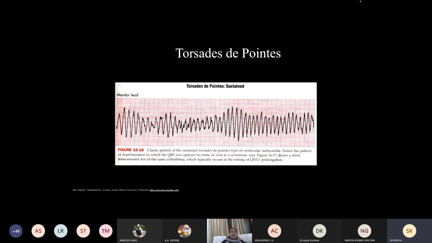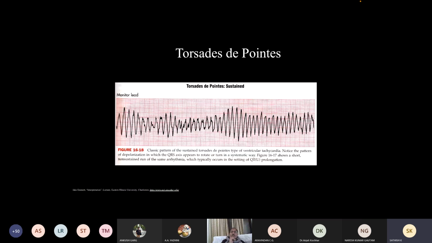This is basically the polymorphic VT. It can most commonly be due to hyperkalemia, and there are congenital syndromes which can cause it. Also medications like class 1A and class 3 antiarrhythmics, and ondansetron. There are various causes.